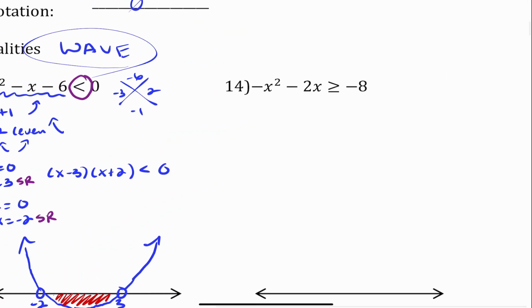Number 14. We have -x squared minus 2x, which is greater than or equal to -8. Now, when we do the wave, the other side must be 0, no matter what. So I'm going to go ahead and add both sides by 8. I have -x squared minus 2x plus 8, which is greater than or equal to 0.